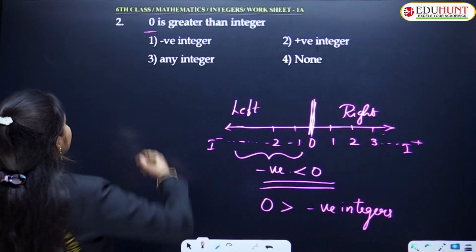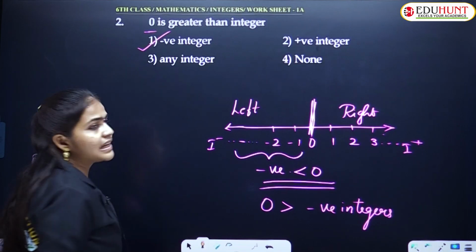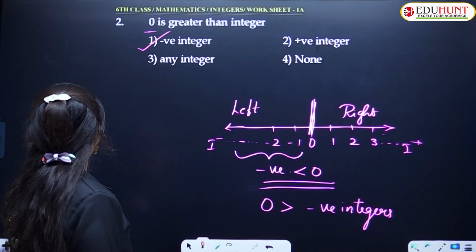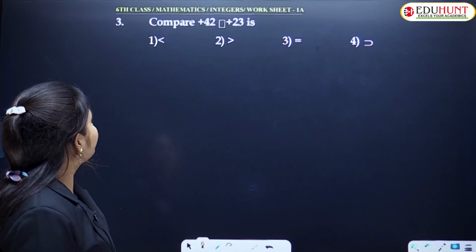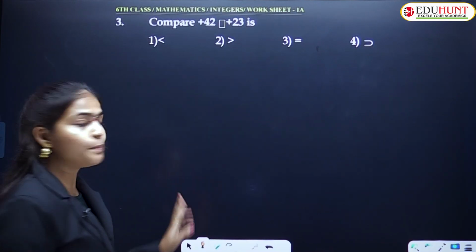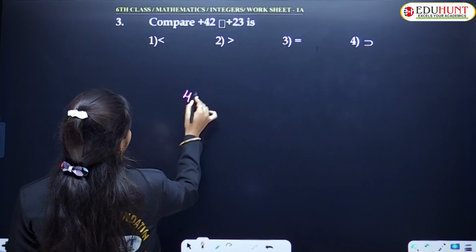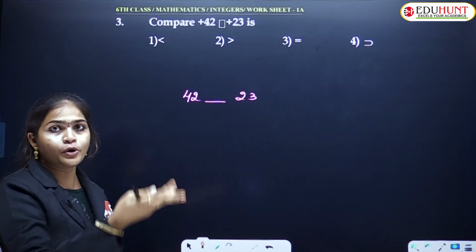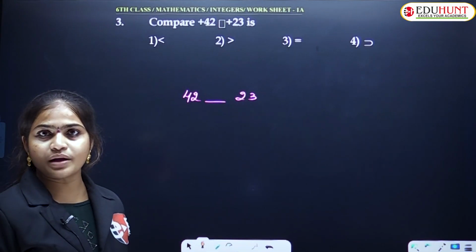Understand? So which option is correct here? Option 1 is correct, that is a negative integer. Am I clear? Yes. Next, question number 3. Compare plus 42 and plus 23. Those two are also positive integers only, no? While comparing any two positive integers, it is easy to compare.